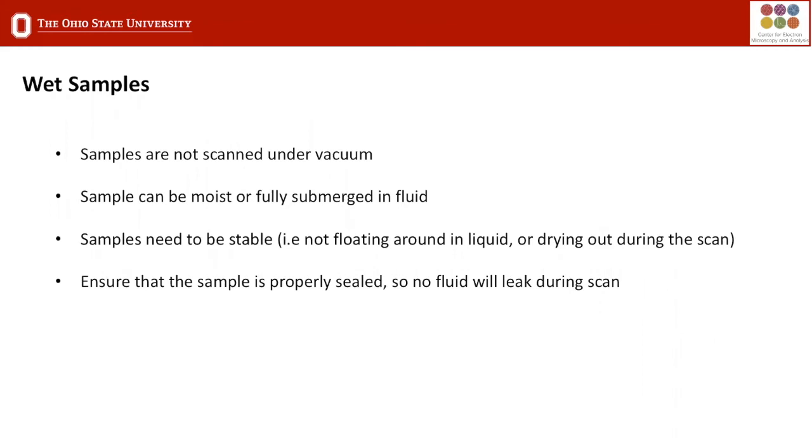On this slide, I'd just like to point out a few things about scanning wet samples on the HeliScan. The first one is that it's possible to scan samples that are either fully saturated or partially saturated. The samples aren't under vacuum when they're scanned, but your sample does need to be stable, as previously mentioned. So you don't want it floating around in liquid or drying out during the scan. Also, if you do bring in a sample that's wet or mounted in fluid, please make sure it's properly sealed so that it doesn't leak during the scan. Fluid leaking is bad for your scan because it'll cause artifacts, but it's also very bad for the machine.